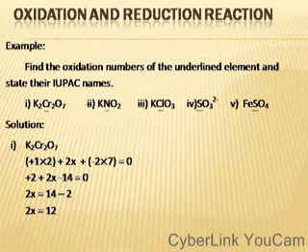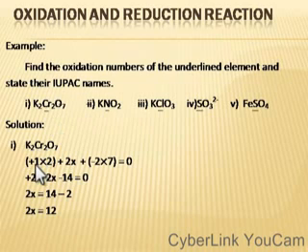Now let's find the oxidation number of some elements in compounds. For example, find the oxidation number of the underlined element and state their IUPAC name. Now number 1, this is potassium dichromate 6. The chromium is underlined, so that is the one they say we should look for the oxidation number of.